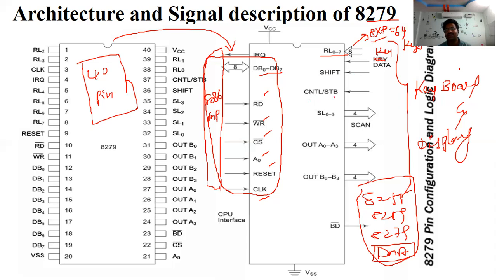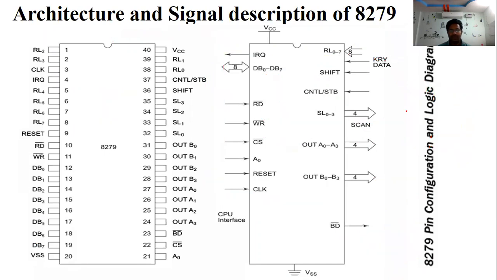This is the control and strobe signals. I will explain all of this in the architecture diagram. SL0 to SL3 is the scan section, used to scan the keyboard, so you can show which key is pressed. This is the output, meaning the display, where we are going to connect the display. This is common for both. This is the keyboard section.